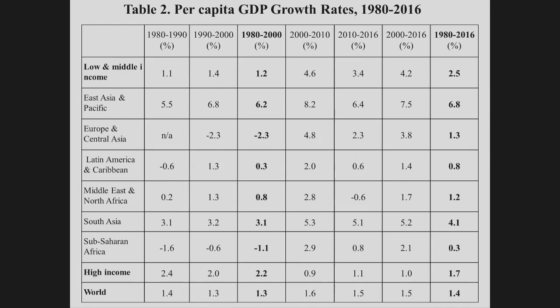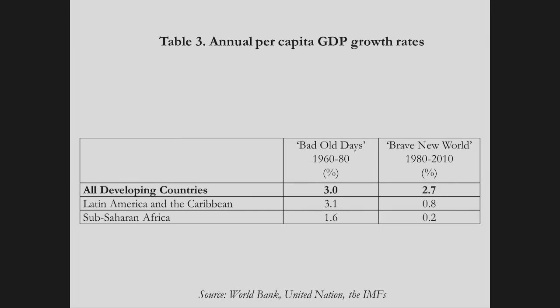In the next 3.5 decades, this growth rate fell to 2.5%. And in some regions, the economic growth basically collapsed. And interestingly, these are the regions that were most subject to the structural adjustment programs, Sub-Saharan Africa and Latin America.